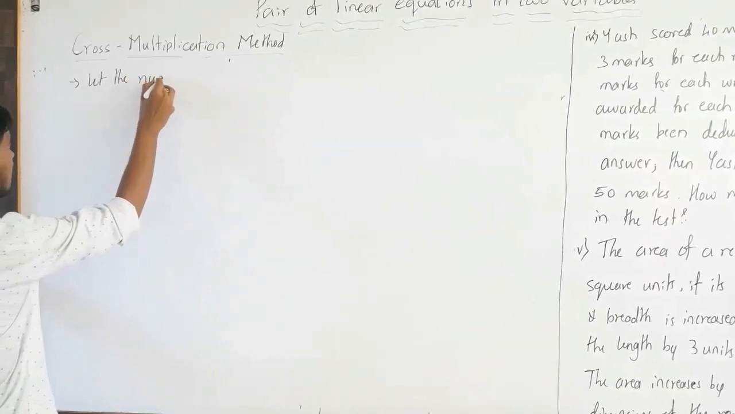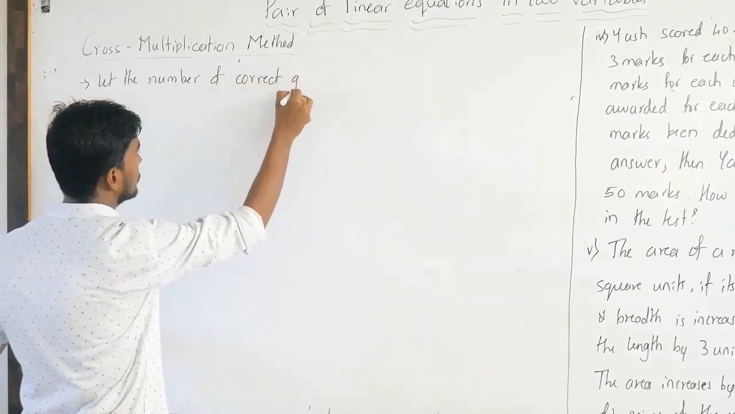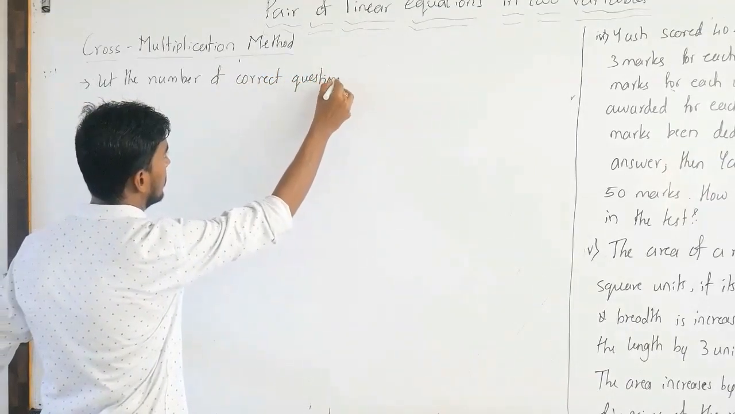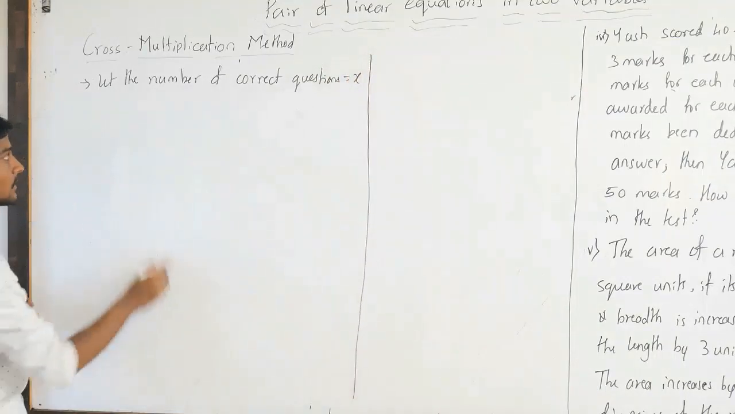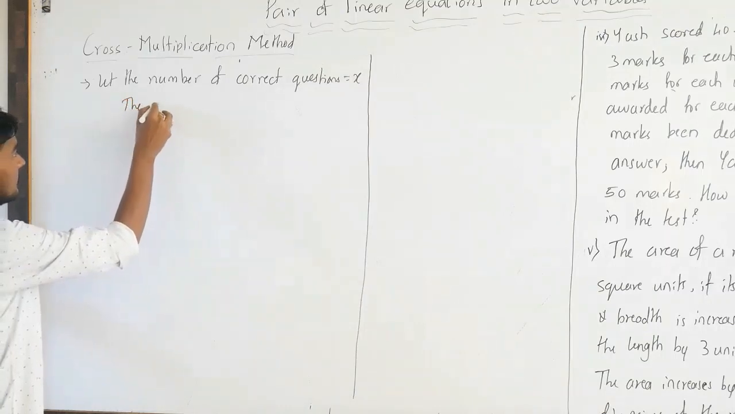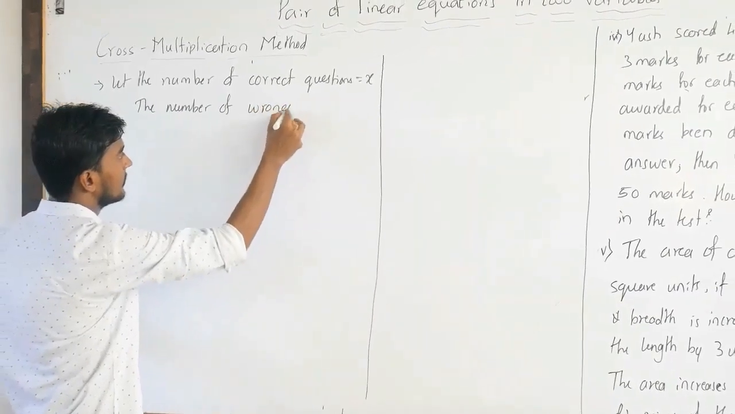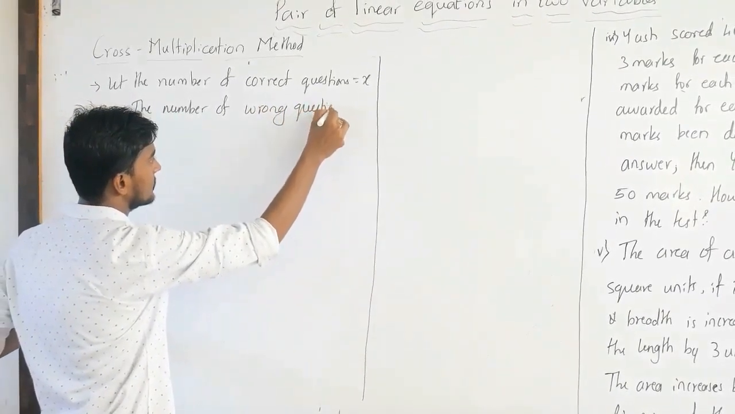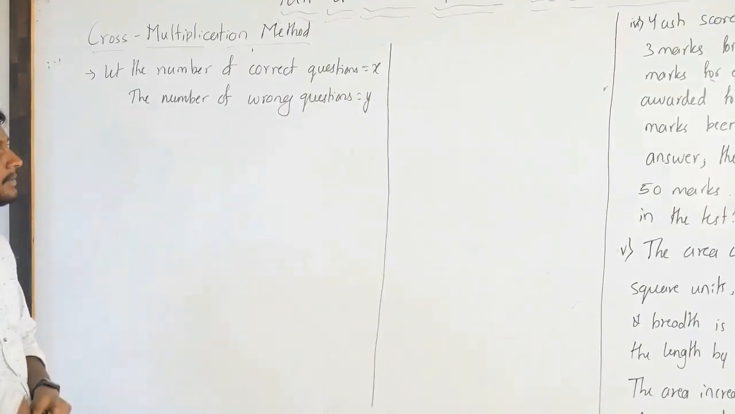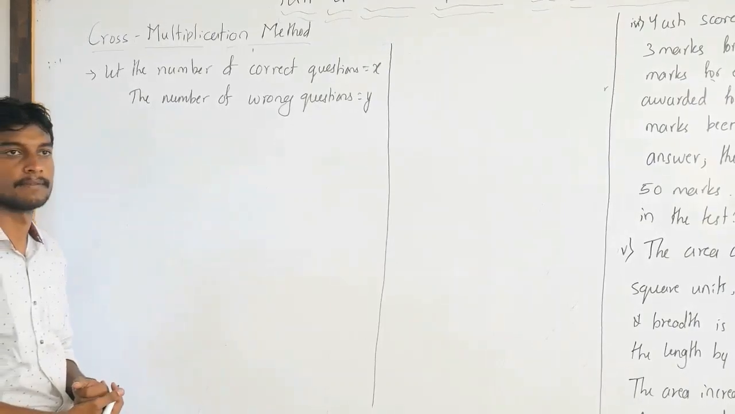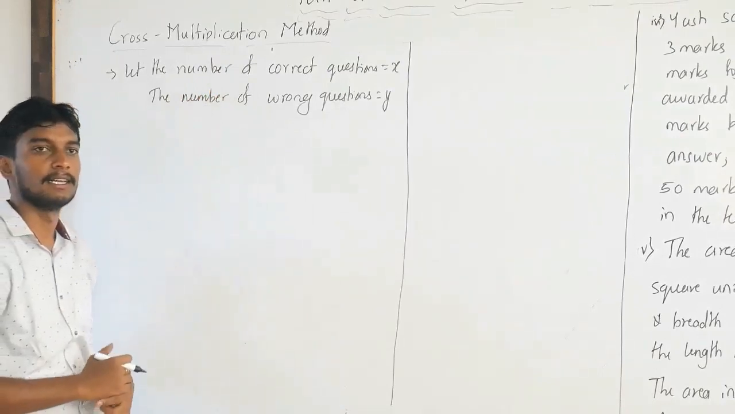Let the number of correct questions be equal to x. We don't know how many there were. The number of wrong questions is equal to y. Number of correct questions is equal to x and number of wrong questions is equal to y. So if we get the number of correct questions and the number of wrong questions, we will get how many questions were there in the exam.